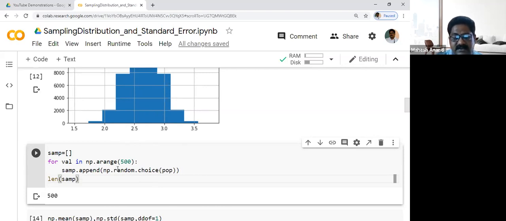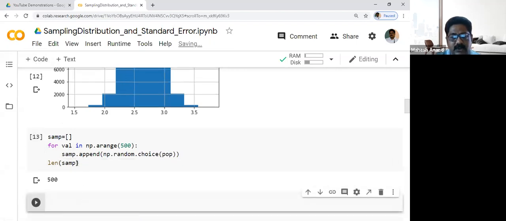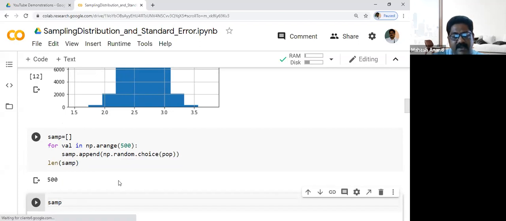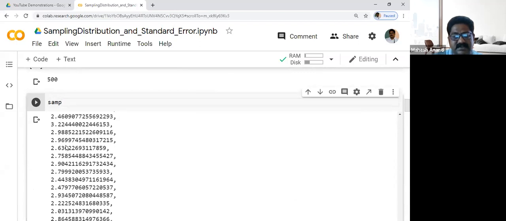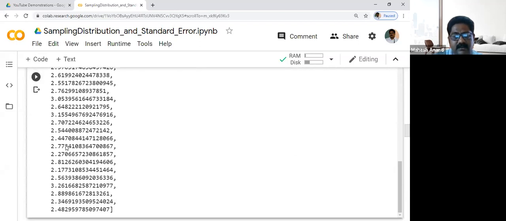500 times I'm going to run this inside a for loop. When I run this inside the for loop 500 times, I'm going to append those values in the variable called SAMP. So now it is going to be like a list of numbers. My SAMP is going to have these 500 records. After running this, you can see your SAMP variable will have 500 records, which are randomly picked. You can see 2.46, 3.2, 2.98, 2.96. These are the samples, 500 records.